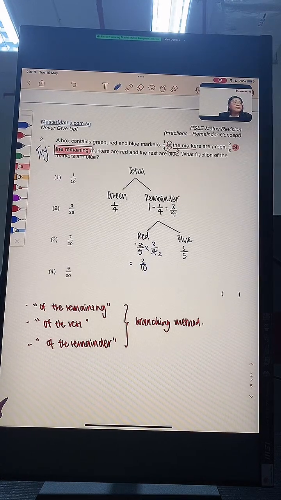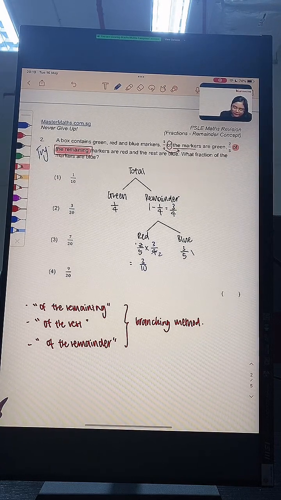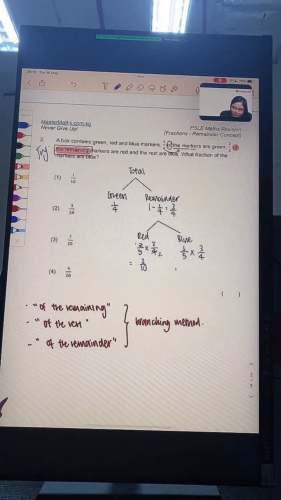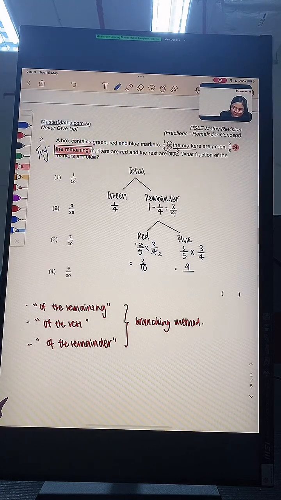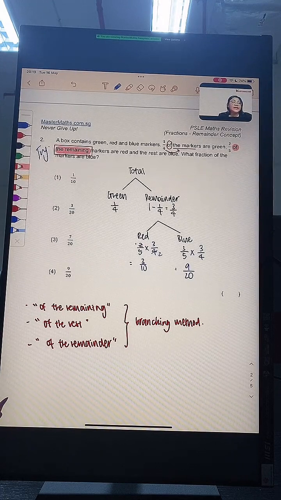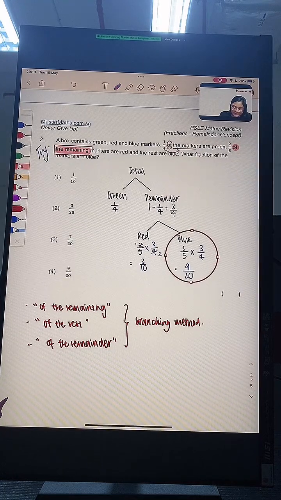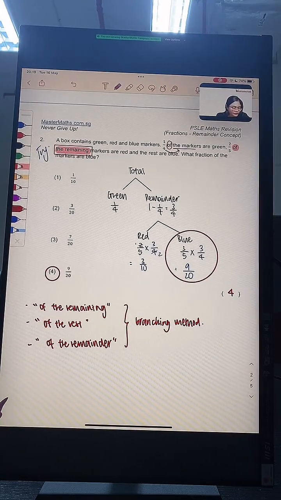Similarly, we can do the same for blue markers. That is going to be 3/5 of 3/4, so we multiply by 3/4 as well. This time round we cannot cross cancel anything. Therefore, our final answer would be 9 out of 20. 3 times 3 is 9. 5 times 4 is 20. Therefore, my final answer for blue would be 9 out of 20. Option number 4. All good?